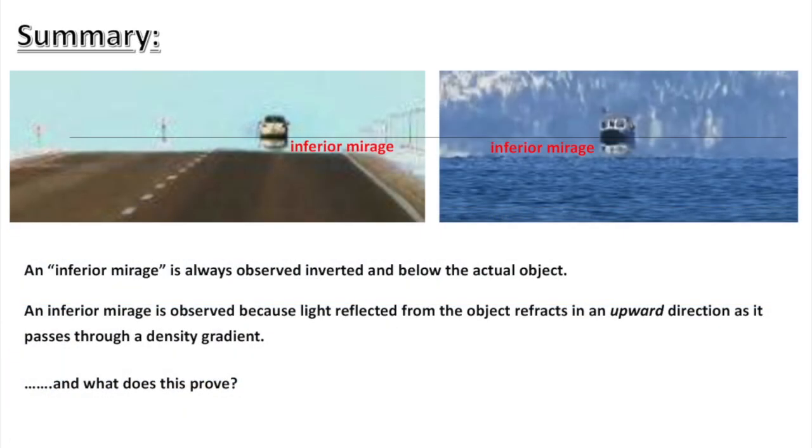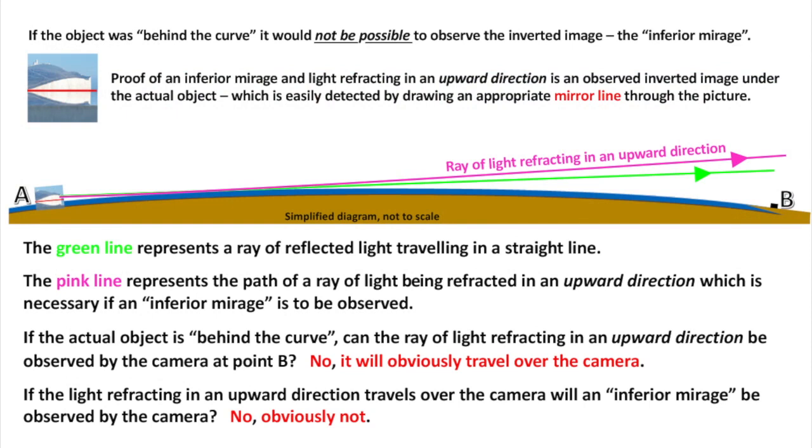Summary. An inferior mirage is always observed inverted and below the actual object. An inferior mirage is observed because light reflected from the object refracts in an upward direction as it passes through a density gradient. And what does this prove? If the object was behind the curve, it would not be possible to observe the inverted image, the inferior mirage. Proof of an inferior mirage and light refracting in an upward direction is an observed inverted image under the actual object, which is easily detected by drawing an appropriate mirror line through the picture.